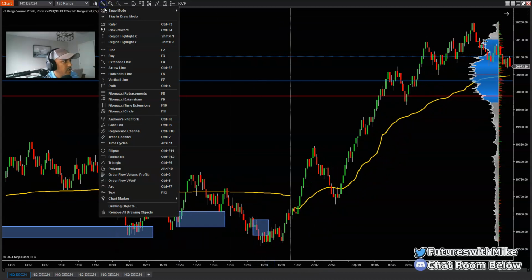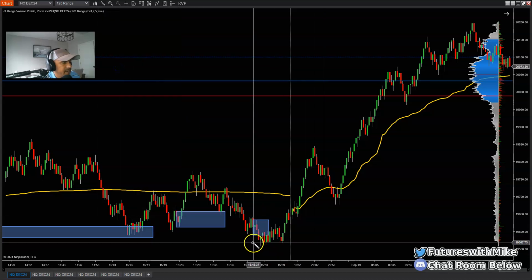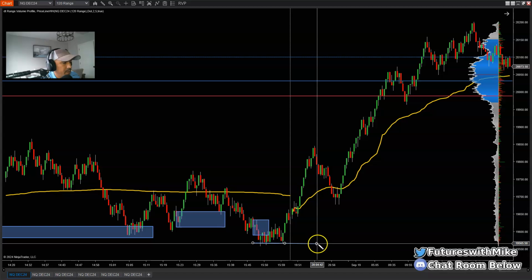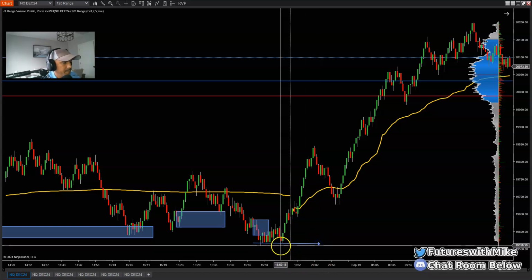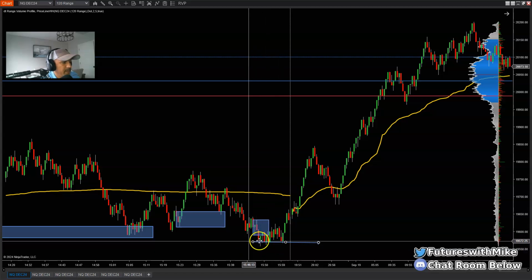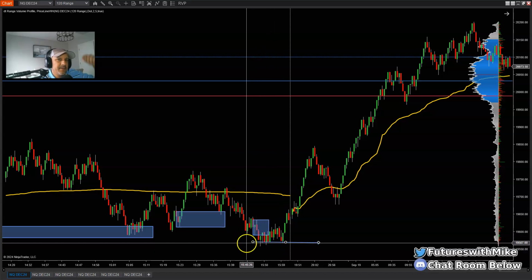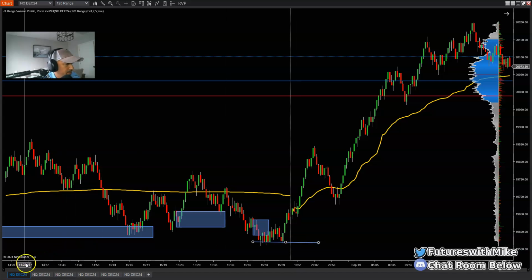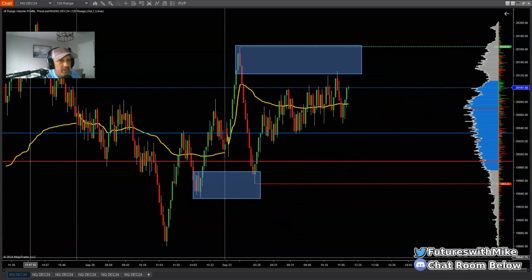I'll just draw this right quick. Let's see here. What can I use? I just use an arrow line. This is an area of support being created right here. This area right here is a beautiful area of support being created after the market grabbed liquidity. So that's something to be mindful of is what I'm trying to say.